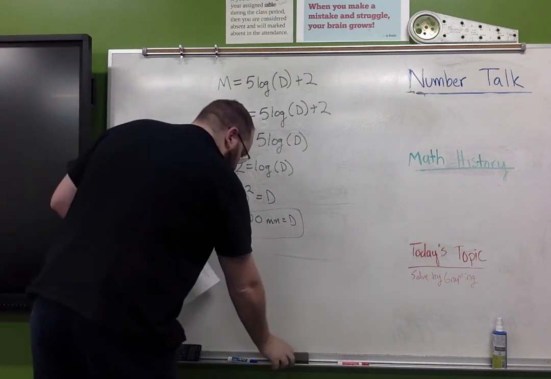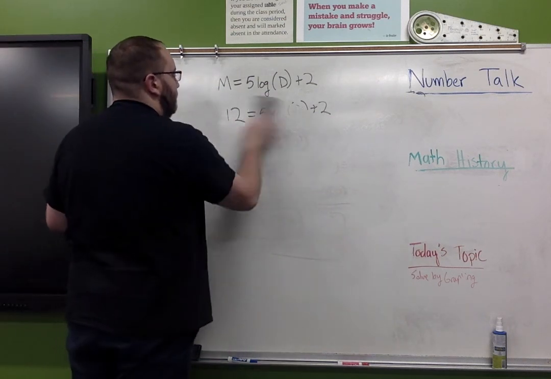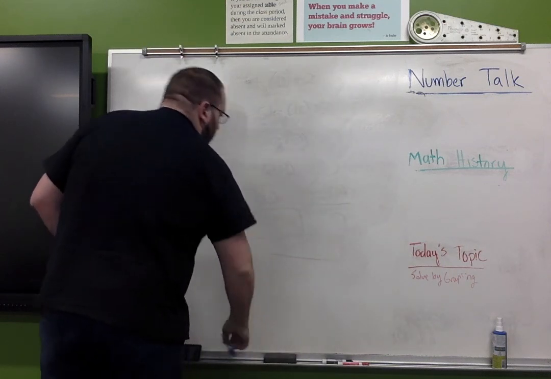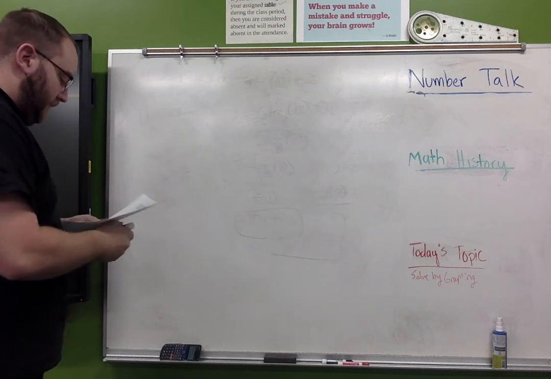Okay, part 5. Black pen is running out. You can see it's kind of smudging.